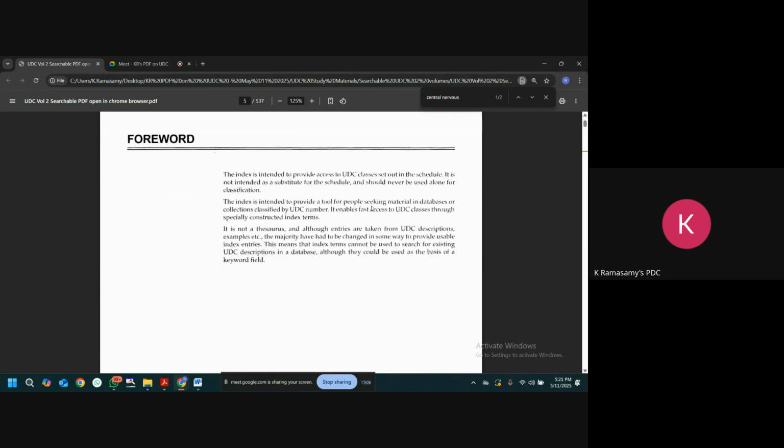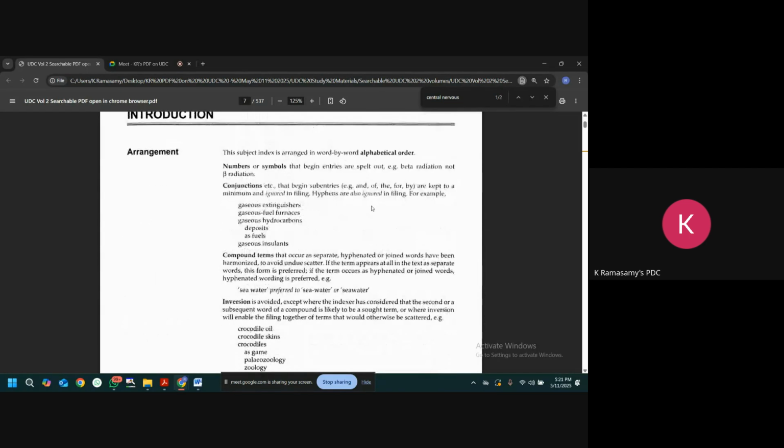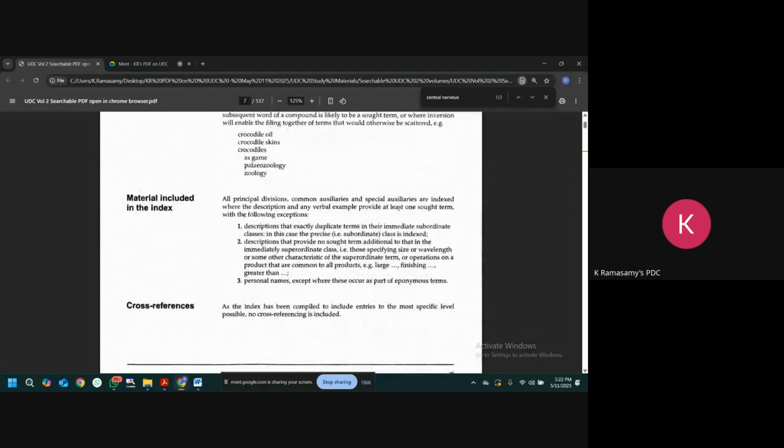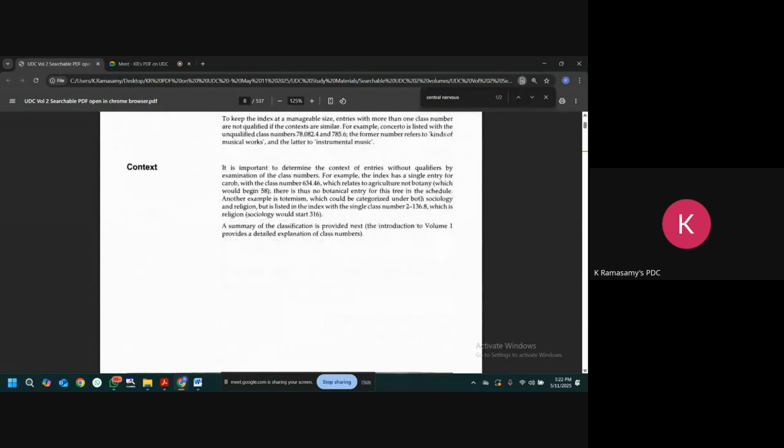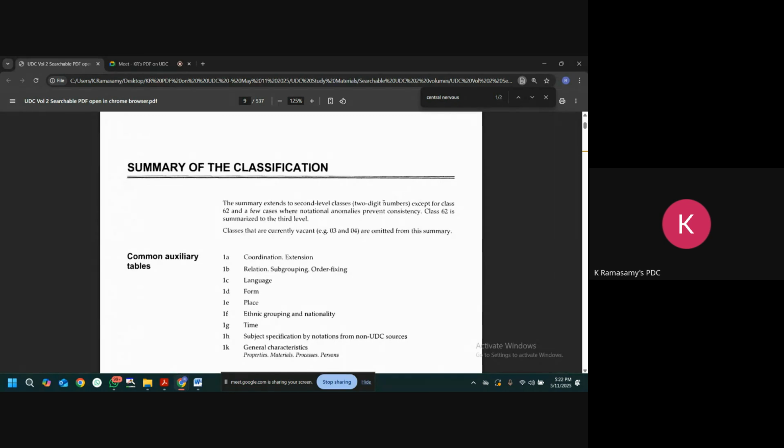Just like volume 1 has a foreword, table of contents, then acknowledgements, then introduction. If you read the introduction, you'll understand how the alphabetical index works and how you are supposed to look for a term in it, and what technicalities are involved in understanding the way entries are arranged. So this introduction part is very useful. It talks about arrangement, cross references, locators, qualifiers, and context. Then the summary of the classification.